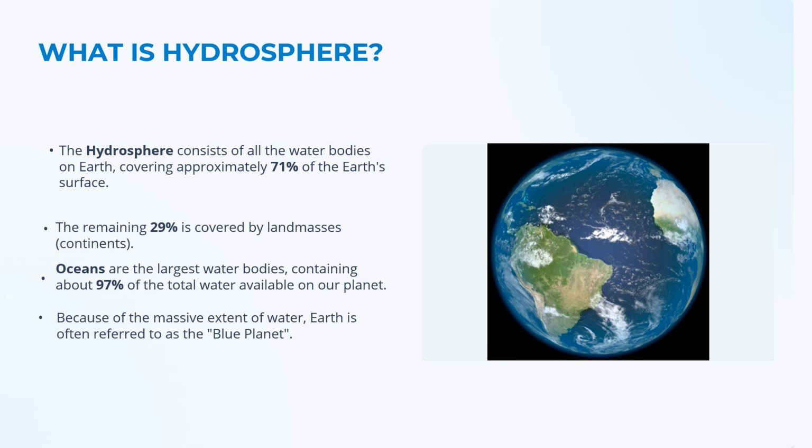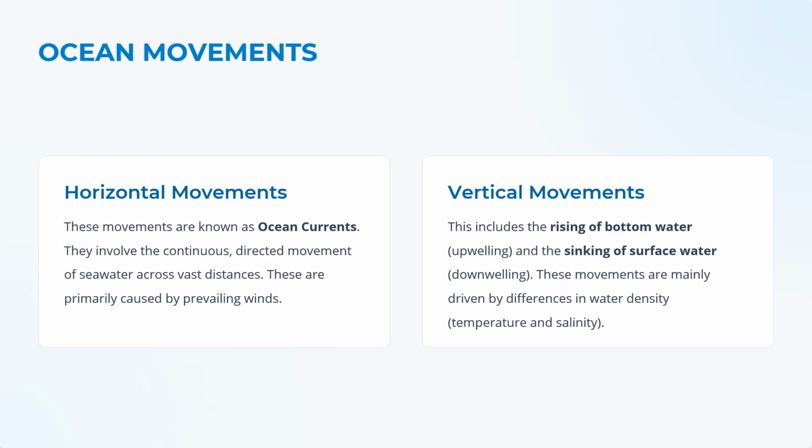Because of the massive extent of water, the Earth is often referred to as the blue planet. If you have a look at the picture, you can guess why we call it a blue planet, right? So this is an introduction to the hydrosphere. Since 97%, the major proportion of this hydrosphere, is ocean, we will start the chapter with the movements of ocean.